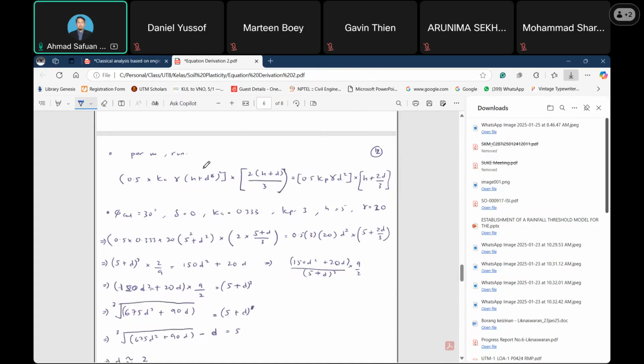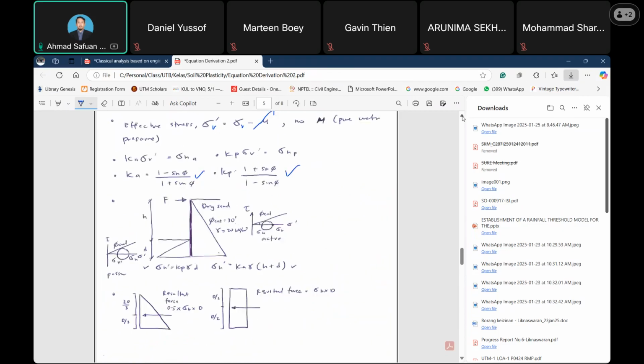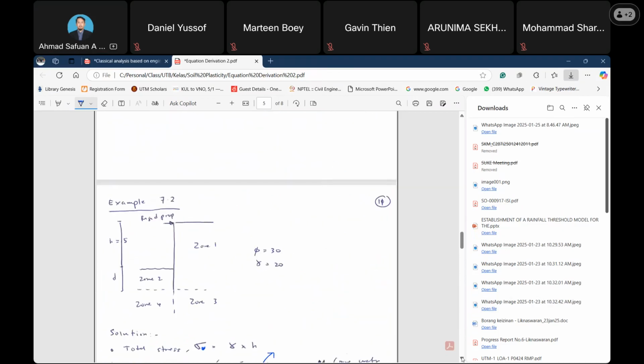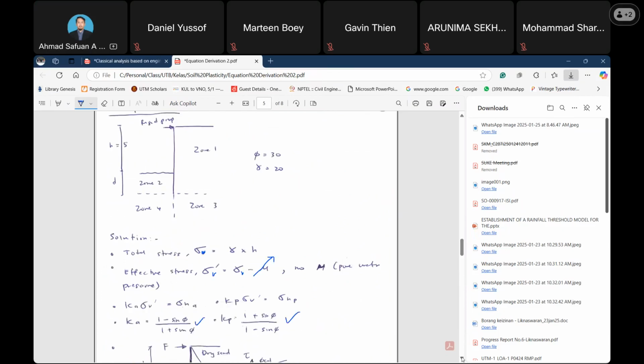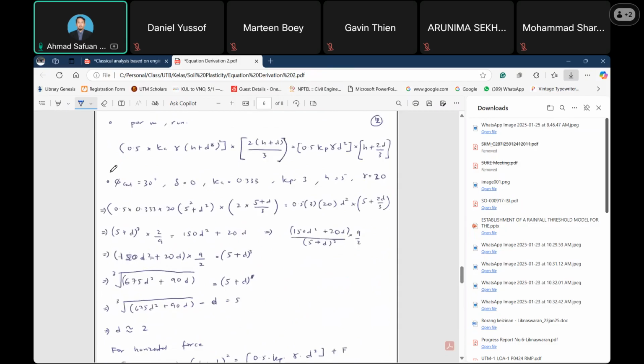So now we try to find the depth of the B. We want to get the depth of the B. So this is the first part for the active, and this is for the passive.